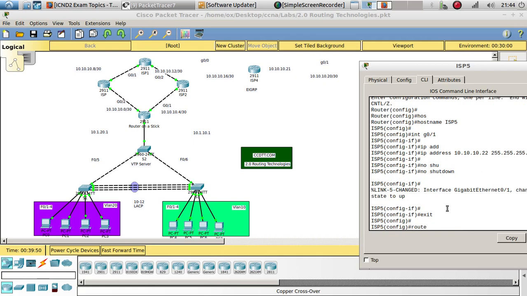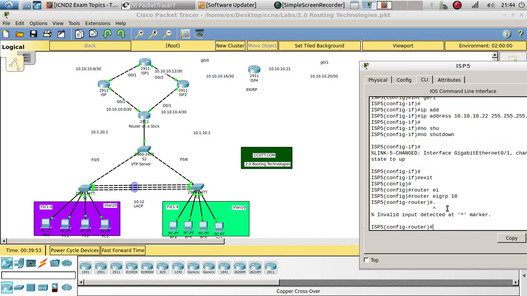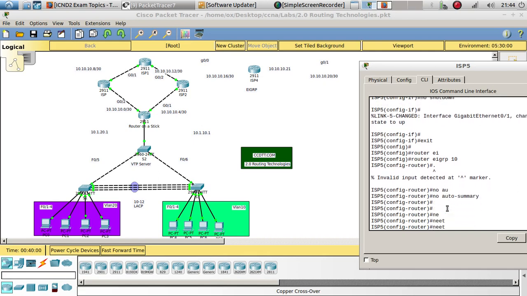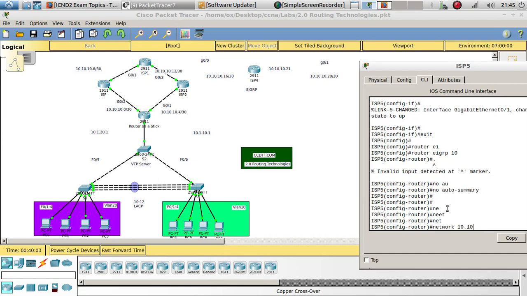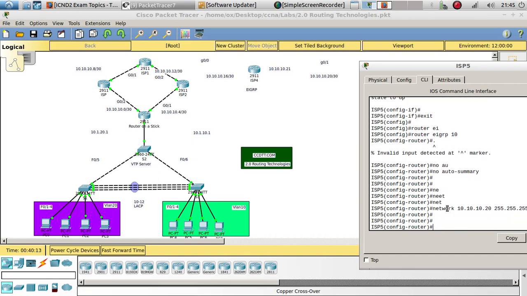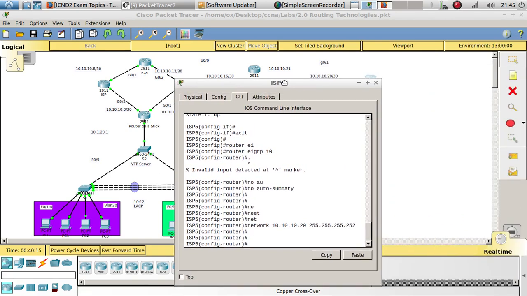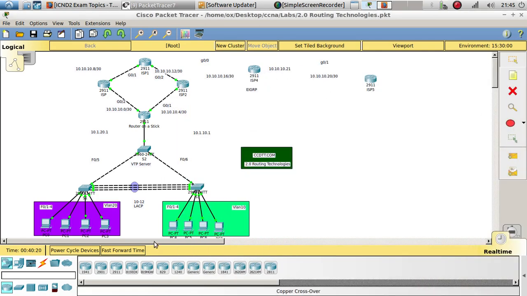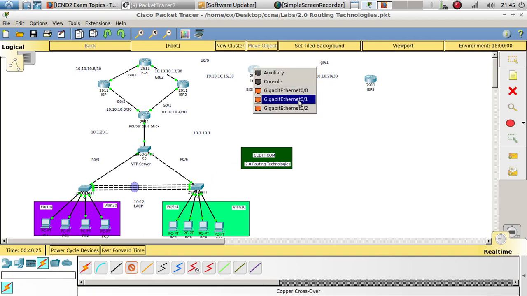Let's do the EIGRP now. Router EIGRP autonomous system 10. Let's start with no auto-summary, and then add the network that we need to add. So network 10.10.10.20, 255.255.255.252. Okay, so let's go ahead and plug in ISP4 and ISP5 with a crossover cable.